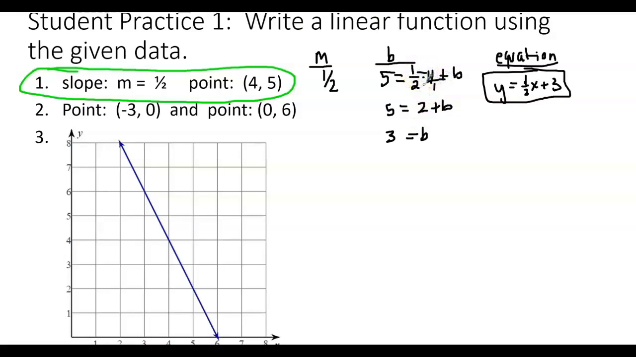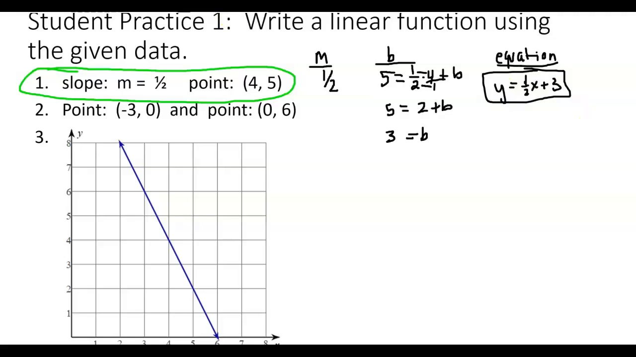Top times top is 4. Bottom times bottom is 2. So you have 4 over 2 when you multiply it, which reduces to just 2. Then you go ahead and subtract, and you have your answer, which is 3. So y-intercept is 3, slope is 1/2. So the final answer is y equals 1/2 x plus 3.